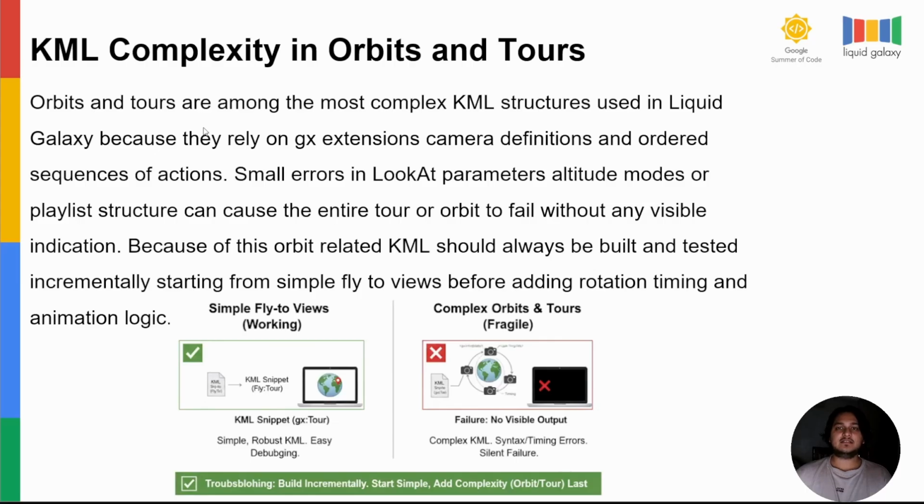Now let us look at KML complexity in orbits and tours. Orbits and tours are among the most fragile KML structures in Liquid Galaxy because they rely on gx extensions, camera definitions, and ordered action sequences. Unlike simple placemarks or overlays, tours depend on precise timing, correct altitude modes, and properly structured playlists. A very small mistake, such as incorrect LookAt parameters, a wrong altitude mode, or a broken sequence, can cause the entire orbit to fail silently without any visual output on the screen.